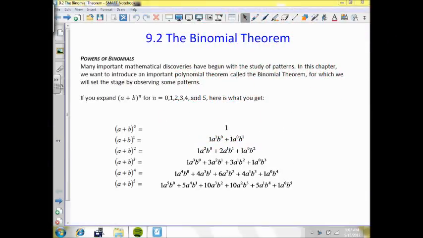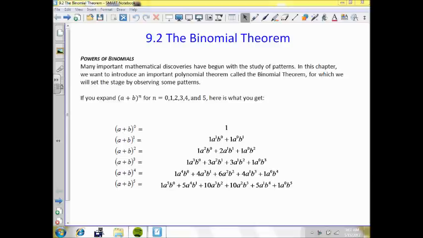Many important mathematical discoveries have begun with the study of patterns. In this chapter, we want to introduce an important polynomial theorem called the Binomial Theorem, for which we will set the stage by observing some patterns. You will use this again and again and again in the future of your math careers.